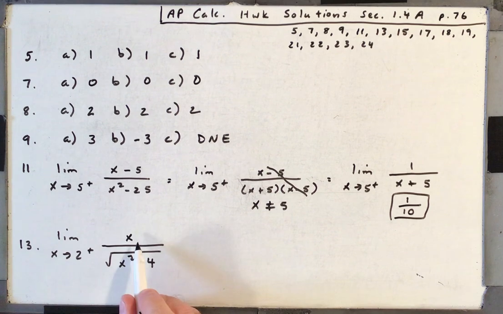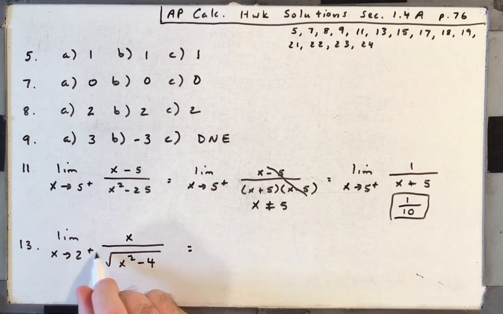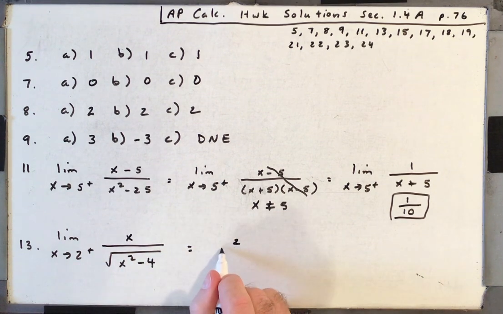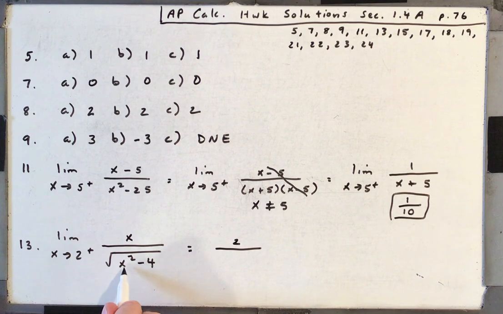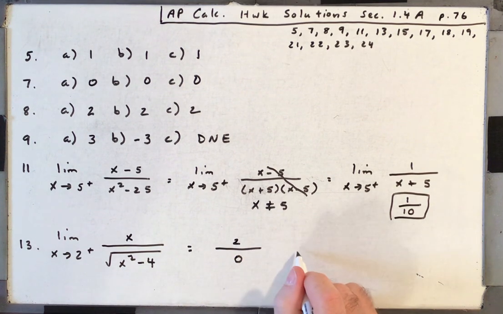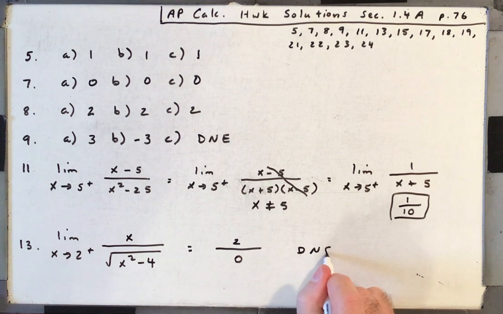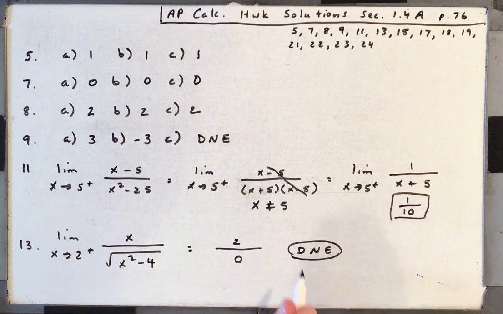Number 13, no absolute value, no piecewise. Let's see if we can plug in here. If we plug in a 2 on top, and then we plug in a 2 squared, so you're going to have 2 over 0. So that does not exist. So we didn't even have to do any extra work. We have the form non-zero over 0.